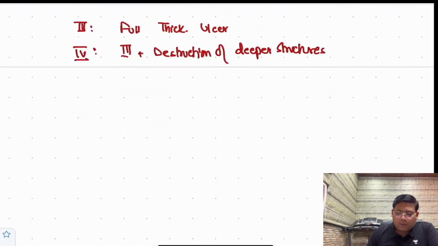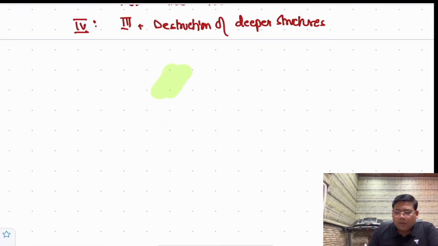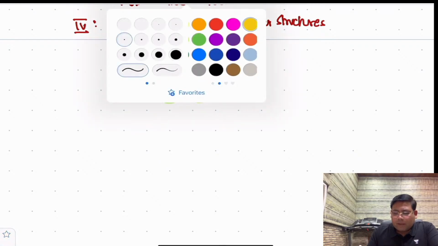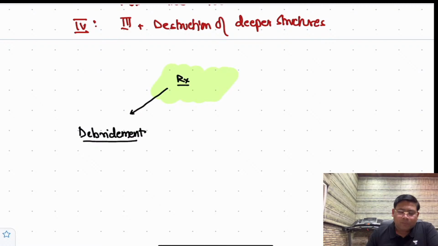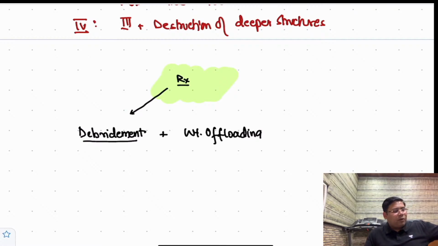Next, let us talk about the management part of this. When you talk about the treatment, the first thing that you need to understand is debridement. Why? Because if there is a pressure sore, there will be chronic inflammation and then infection superadded on this. And along with that, weight offloading. So the main cause is the weight which is causing compression. Even if you do a debridement and you don't do the weight offloading, there will be chaos supervening on that.